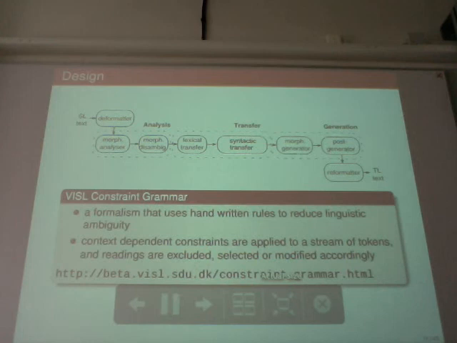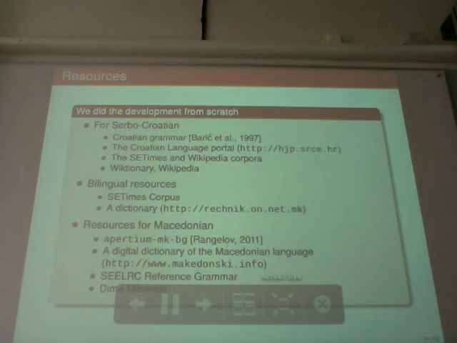The development process. The spacing is awesome. Okay, thank you.